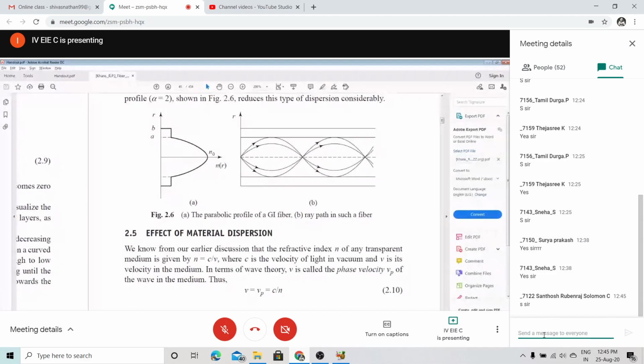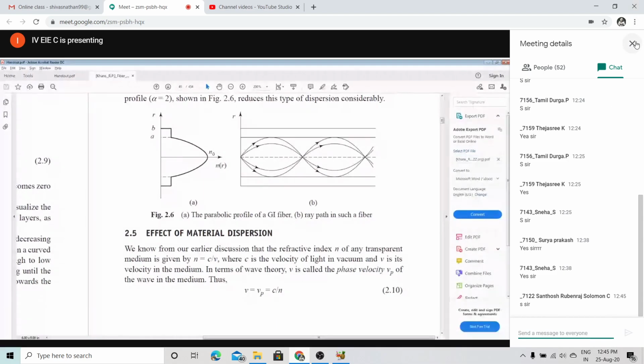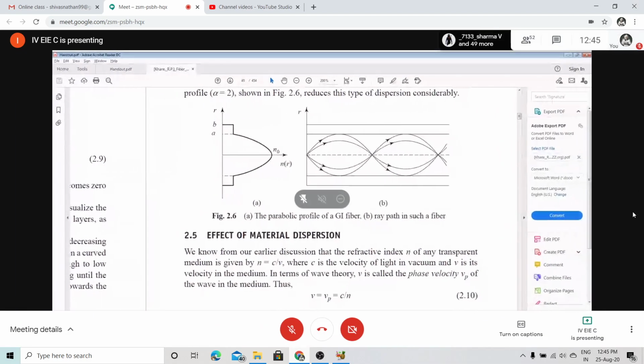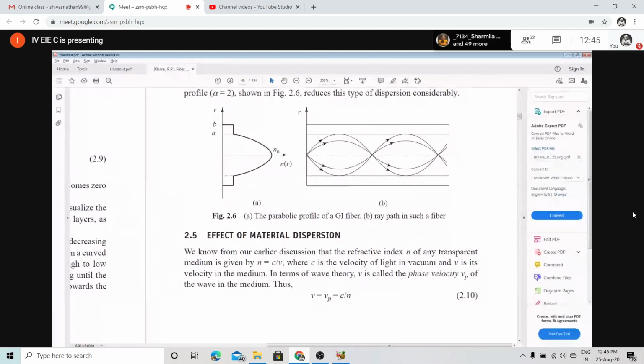Okay, so here you have learned one thing. In the mathematical expression, the refractive index changes with respect to the radius. We have seen the mathematical expression for it, and through that expression we have seen the numerical aperture. The second thing is how the light ray travels in a graded index fiber. That is what you have understood. So how have you understood it?